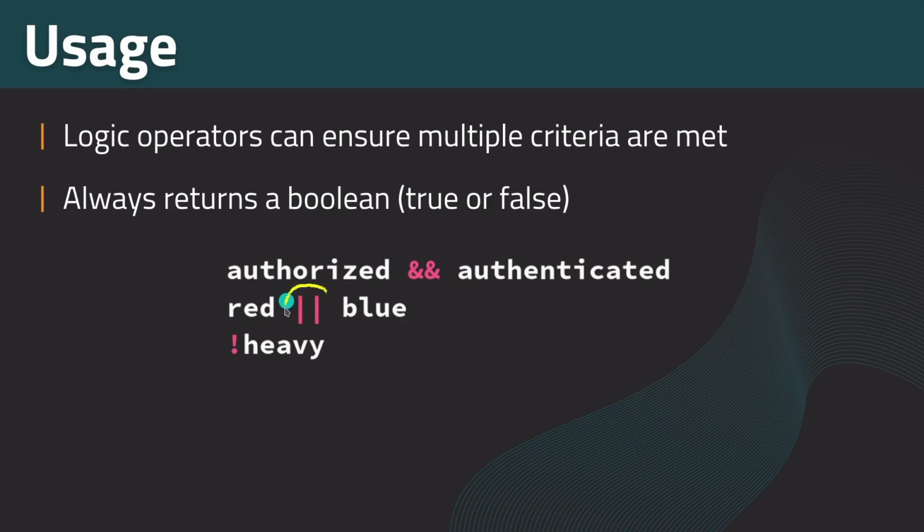Here we're using or with the two bars. So if we have red or blue, if either one of these is true, so if red is true and blue is false, we're still going to get a true back. That's because we're using or. We only need one of these things, and there could be many. You can keep going with as many as you want. If any one of those is true, then you're going to get a true back. And with the exclamation point, you're going to invert whatever you have. So if heavy is true, once you apply the exclamation point, it's now going to be false.